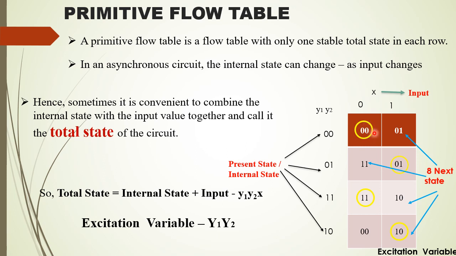The entry in each row and column of this flow table is called the excitation variable. If you see here, each one square is marked with a circle, and only those values are marked with a circle whose entry is the same as that of the row heading. So first row 00, this is called the stable state. 01, the second column entry is called a stable state. Third row, first column 11, it is the stable state, and the last one 10, the stable state for the input x equal to 1.